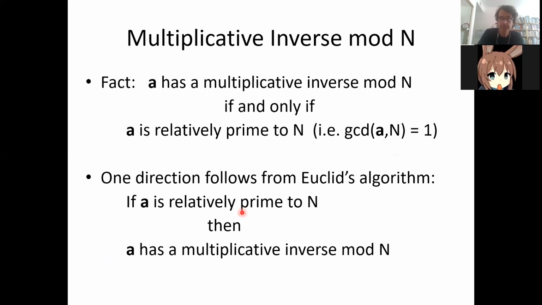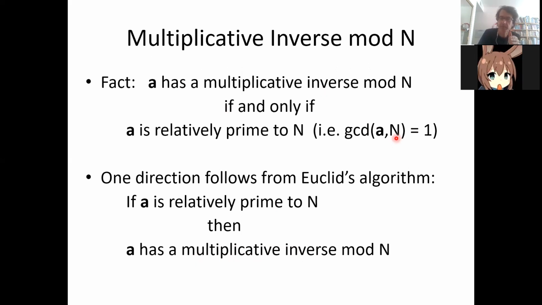That's not a coincidence, that's a law. That's a general fact. So a has a multiplicative inverse mod n if and only if the GCD between a and n is 1, if they don't have common factors. That's why when you want to do modular arithmetic, all you need is a fast GCD. In fact it follows from Euclid's algorithm that a has a multiplicative inverse only if it's coprime with the modulus. If the modulus is prime, then everything is coprime with the modulus.